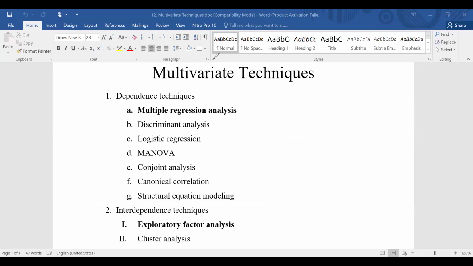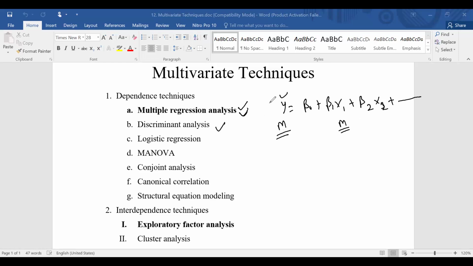The data should be metric. Metric means we should prepare our questions either on interval scale or ratio scale. Then we can apply the multiple regression analysis. While in other techniques like discriminant analysis and logistic regression, the conditions are different from multiple regression, because in multiple regression, dependent and independent variables should be metric, means we should prepare our questions either on interval scale or ratio scale, then we can apply multiple regression analysis.